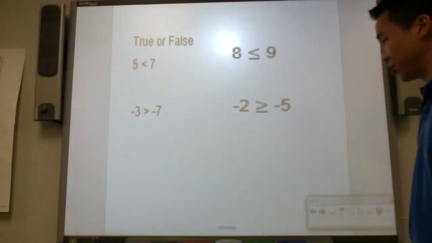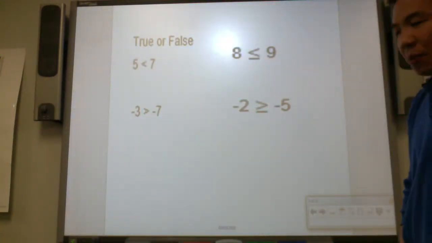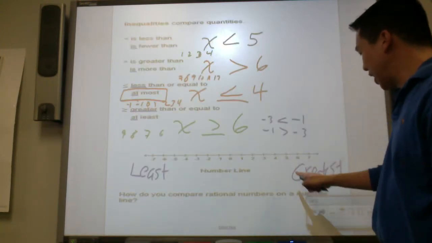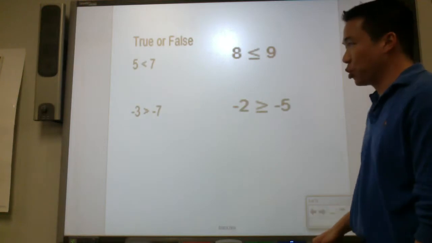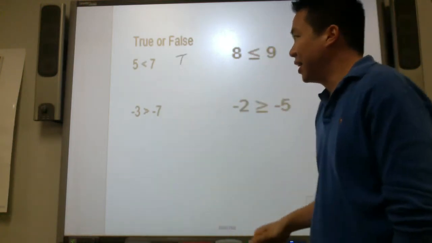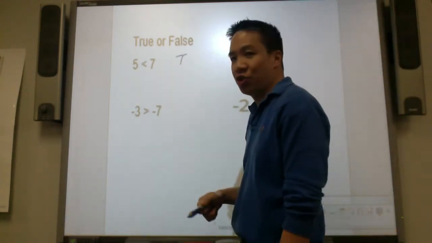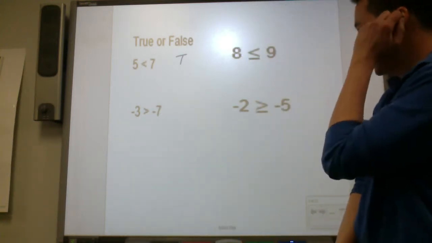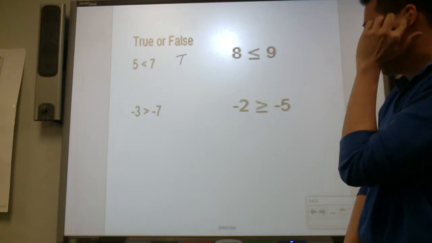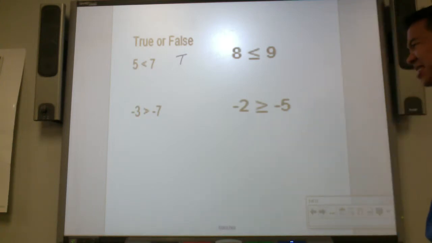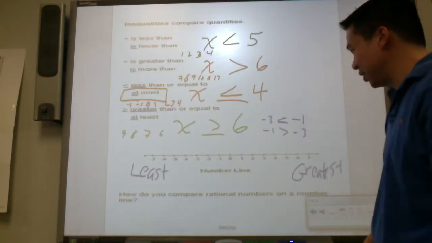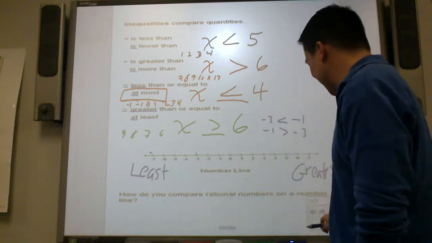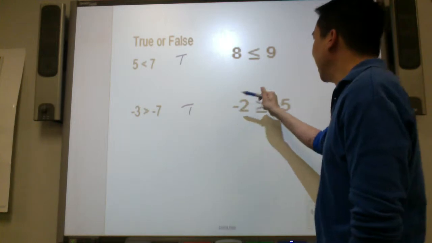So let's practice this. True or false? Using your number line, can you tell me which one is which? So let's look at it. Here is 7 and 5. Which one is greater? 7 is more to the right, so this is true. 5 is less than 7, which is true. Next one. -3 is greater than -7. Is that true? Is -3 really greater than -7? Here's -3. Here's -7. Is -3 greater than? Yes, it is. So that's true.